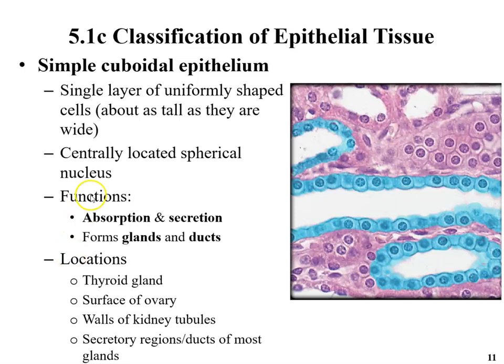Next is simple cuboidal epithelium. This is going to be a single layer of uniformly shaped cells that are about as tall as they are wide. So you can see here it's kind of square shaped. They're going to have a centrally located spherical nucleus. The function of simple cuboidal epithelium is absorption and secretion, and also the formation of glands and ducts. You're going to see this in the thyroid gland, on the surface of the ovary, in the walls of kidney tubules, and in secretory regions and ducts of most glands.